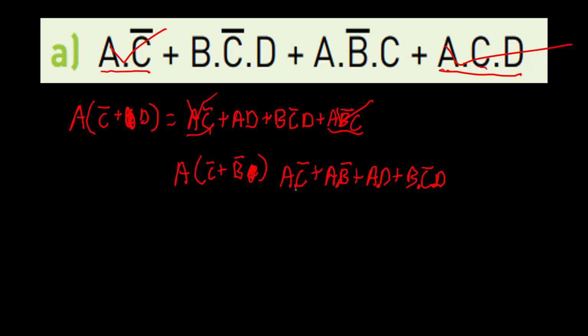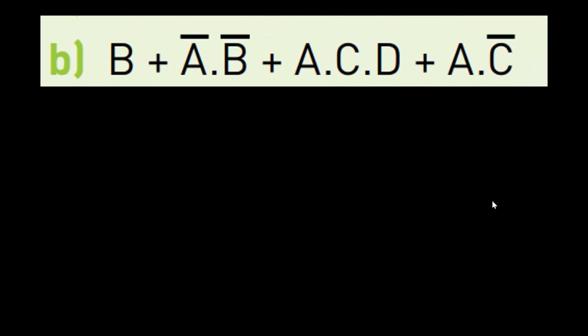Let's go ahead and take a look at the next question. This one looks a little simpler. There's not as many not signs everywhere. We have B or not A, not B, or ACD, or A not C. So this one right here, I can go ahead and factor these out. So that gives me CD or not C. The one by itself wins. This not C is by itself.